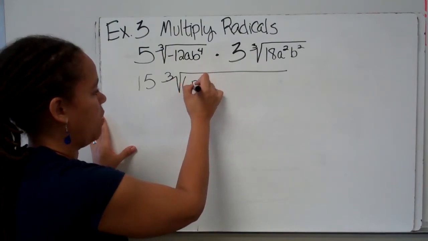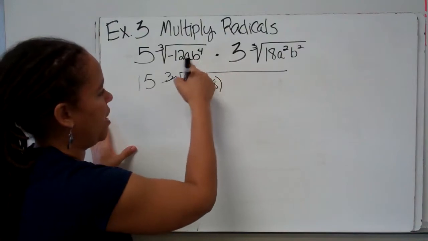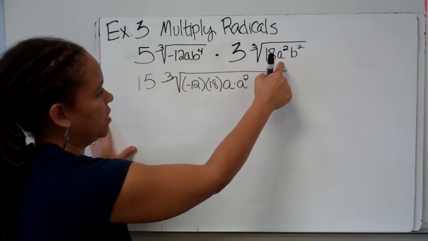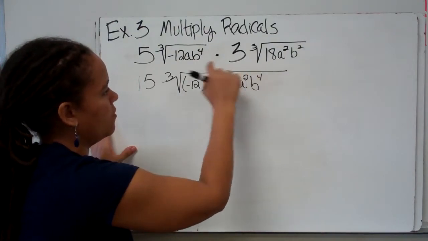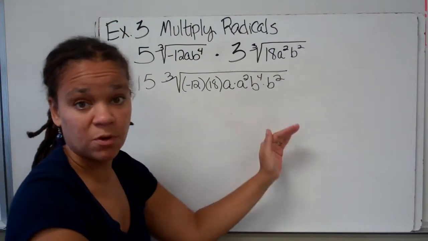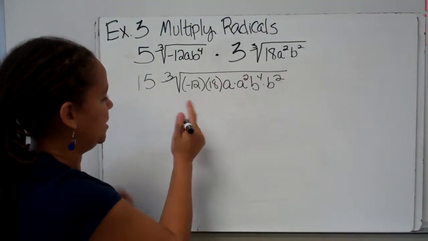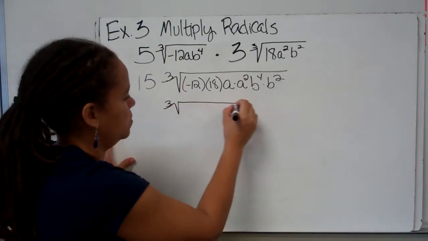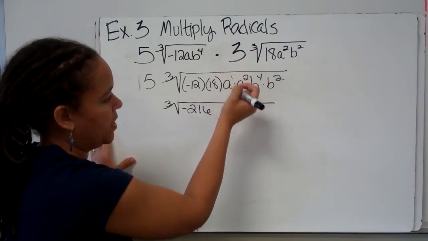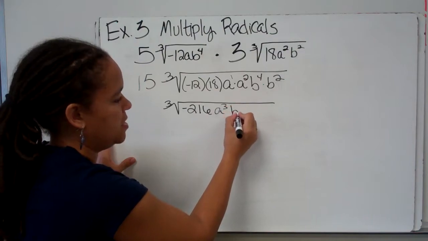So negative 12 times the 18. And then we have a times a squared. That's this one and this one. Then we have b to the 4th times b squared. So let's put all this together and simplify. Negative 12 times 18, we have negative 216. A, remember that's like a to the 1st, we have a cubed and b to the 6th.